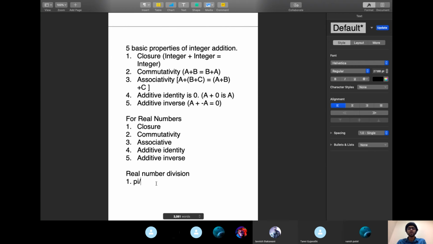So real number division is not closed. We cannot divide any two real numbers and get another real number. It's not possible.